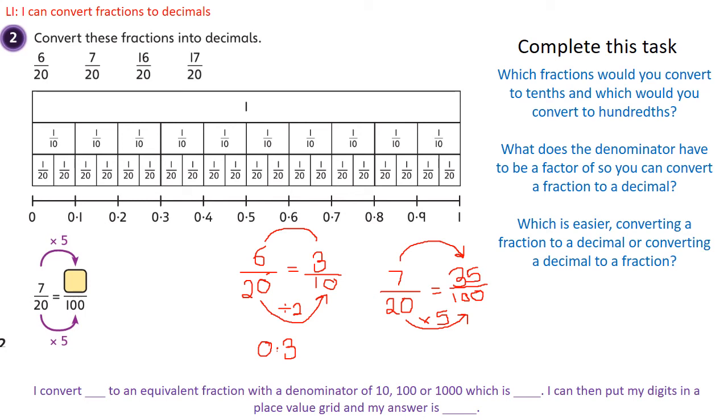Now we can convert that as a decimal. So we put our 0 in, that's in our ones column. We've got 35 hundredths. So the 5 needs to be in the second column, in the hundredths column, and our 3 needs to go in our tenths column. I'll let you finish those other two. Which ones do you put as an equivalent fraction over 10? Which one do you need to make into an equivalent fraction over 100?